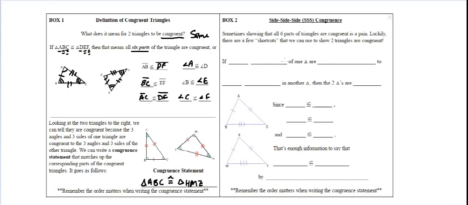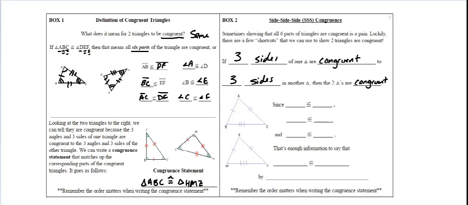All right, let's go over to box 2. We're going to learn about side-side-side congruence statements. What this means is we don't necessarily have to know that all 6 parts are congruent to write a congruence statement. We actually only need to know 3 parts with side-side-side. This says that if 3 sides of one triangle are congruent to 3 sides in another triangle, then the 2 triangles are congruent.